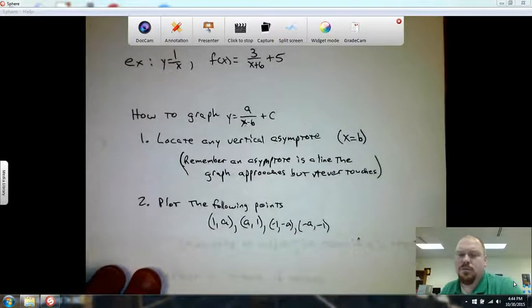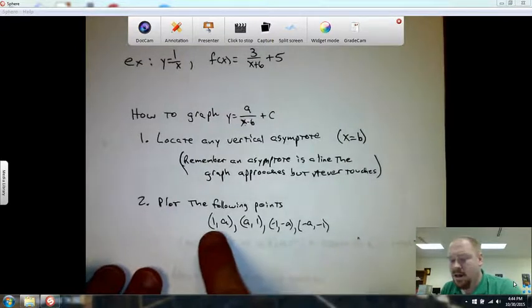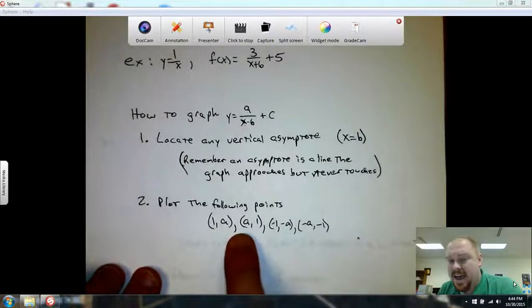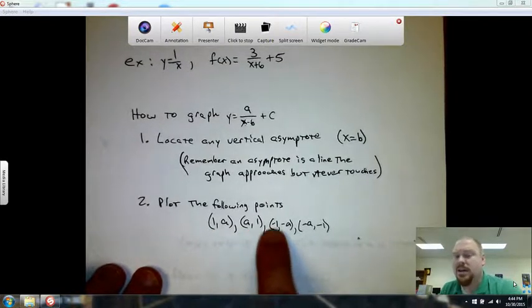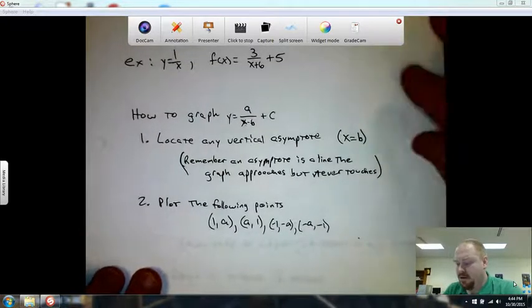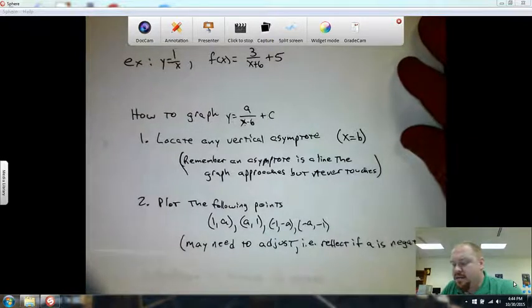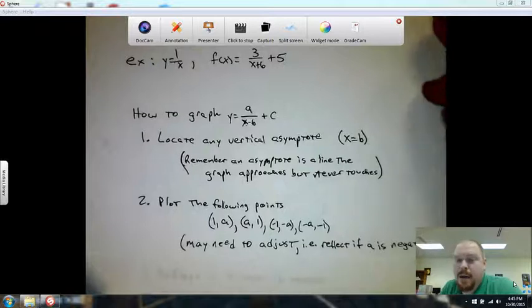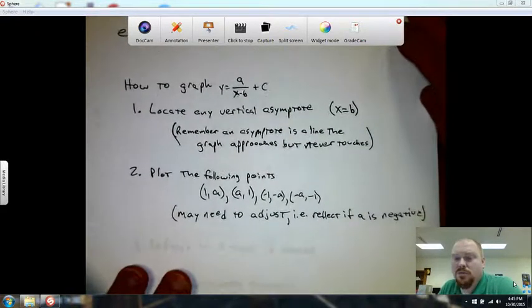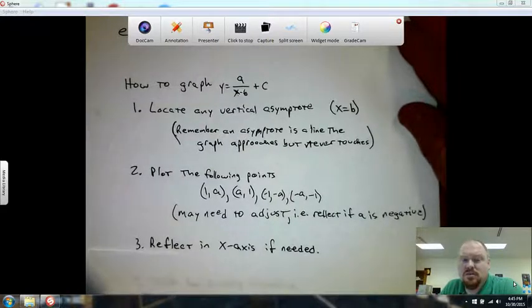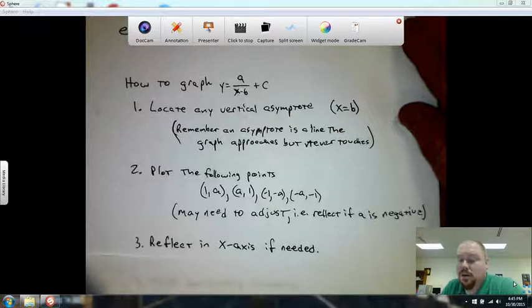Now, this will make sense because we plug in 1 and we get a out of the equation, and then we plug in a and we get 1 out of the equation, and so forth. Okay, this will make sense when we work through an example. Now I note that we may need to adjust this, as in reflect, if a happens to be a negative number. Well, we'll do that as a separate step as part of the transformation. So that's why I say step 3 is reflect as needed.